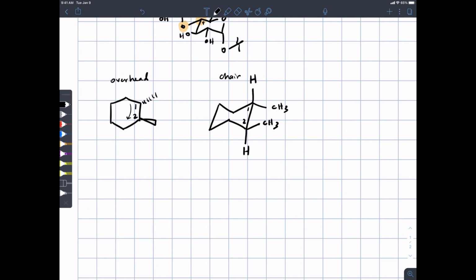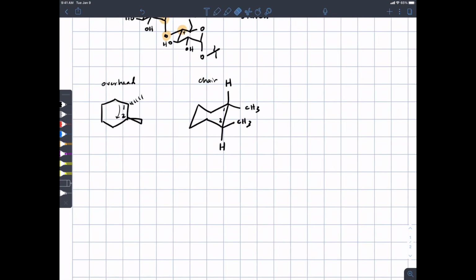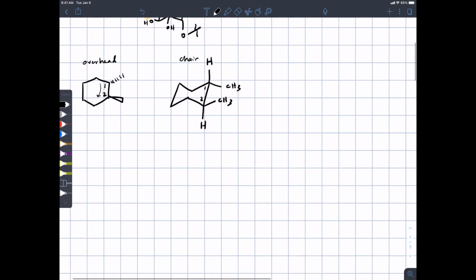Go ahead. Does it matter, when you are numbering it, where you start on the chair conformation? Because if you start one carbon to the left, then it would be axial. Exactly. Good point. My choice of where to put carbon 1 in my chair drawing determines whether the group on carbon 1 that is up is going to be equatorial or axial. And so, no, it doesn't matter which one I started with.